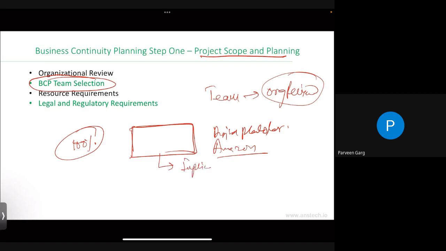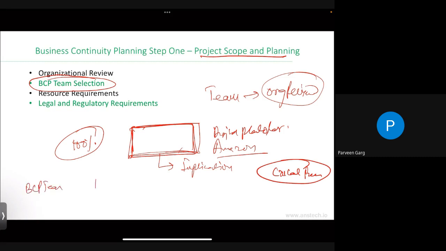Once we do an organizational review, we understand that the organization and the sub-organizations or verticals which maintain this website are the key critical ones. So we understand that is our critical process, and our business needs to be saved because this is our primary business. Because of this, customers come on the portal, buy things, and that is how we get revenue. So we form a business team. We carry out a BCP team selection.